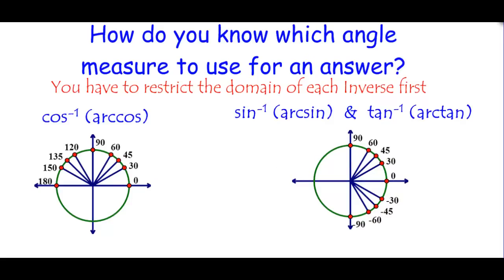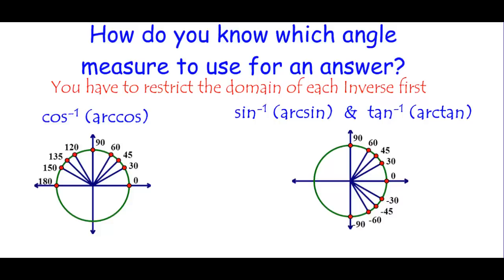How exactly do you know which answer to give? If I just say in general, you would do what we did in the last problem, where you add this number of rotations, this 2 pi n or 360n, onto your angle. But typically, we don't want every single answer. And what we have to do is restrict the domain of each inverse first. So that's how we know what answer we typically give.